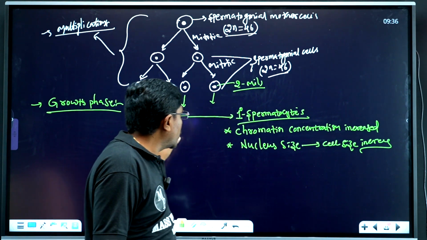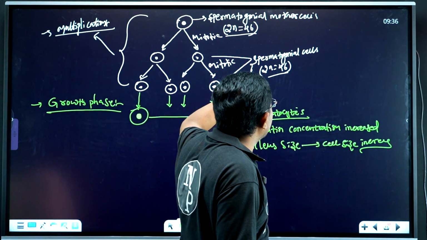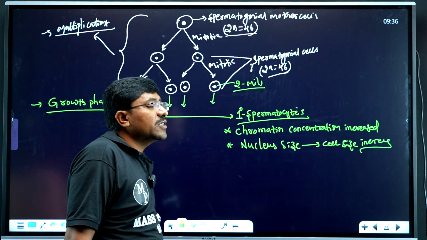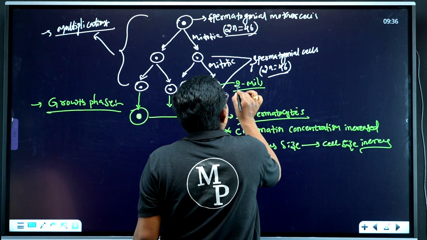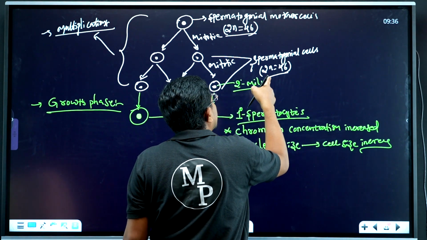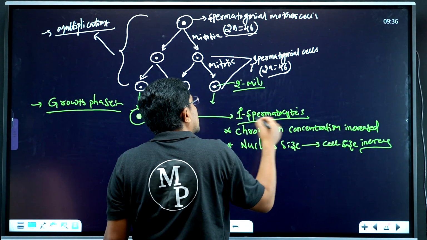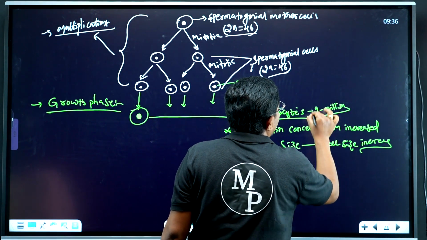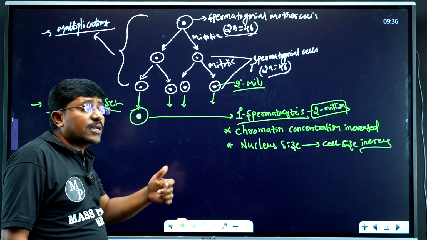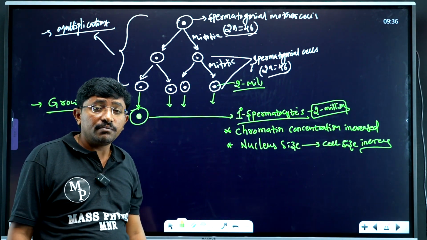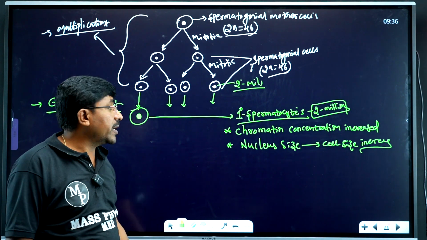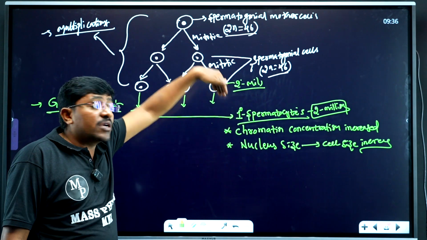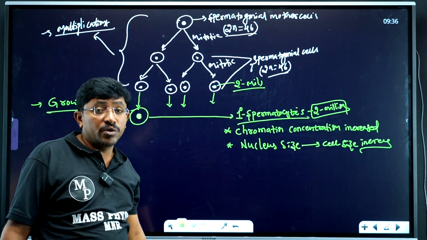After completion of the growth phase, all the spermatogonial cells are converted into primary spermatocytes. Here, 2 millions of spermatogonial cells enter into the growth phase, and 2 millions of primary spermatocytes are produced, because in this growth phase there is no cell division. However many spermatogonial cells enter into the growth phase, the equal number of primary spermatocytes are produced.